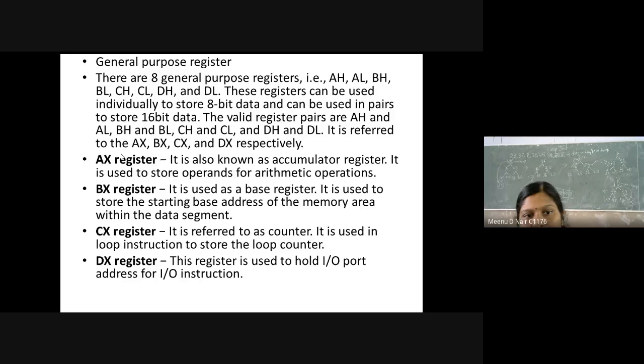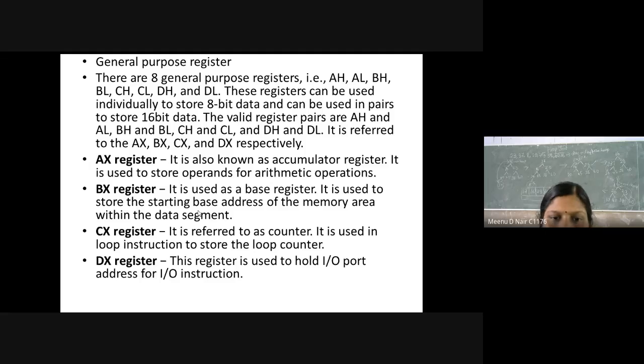Now we'll see what the AX, BX, CX, and DX registers are. What is the AX register? It is known as the accumulator register. It is used to store operands for arithmetic operations. For example, MOV AX, BX; some instructions will be like that, and at that time it can hold the operand for the arithmetic operation. That is the AX register, which you can also call the accumulator register. Then the base register is the BX register.